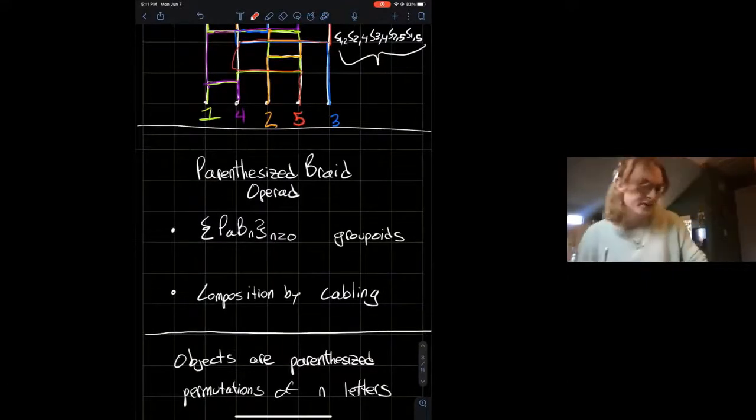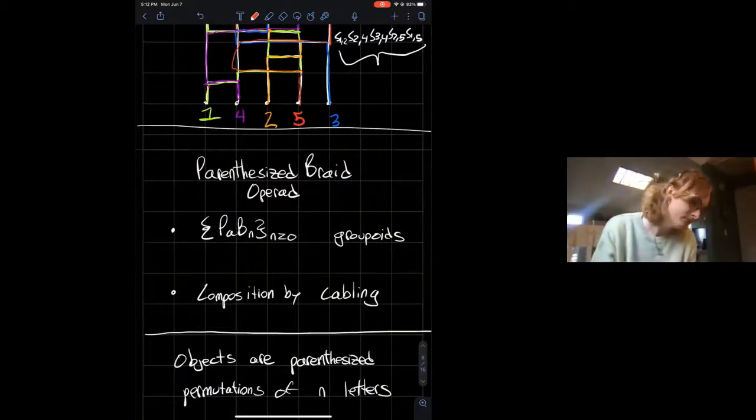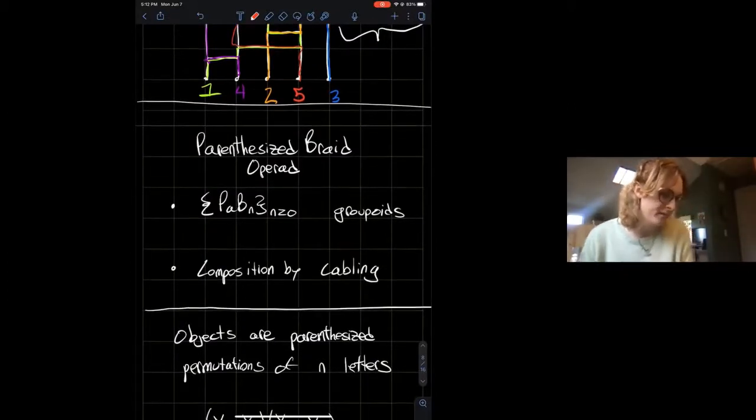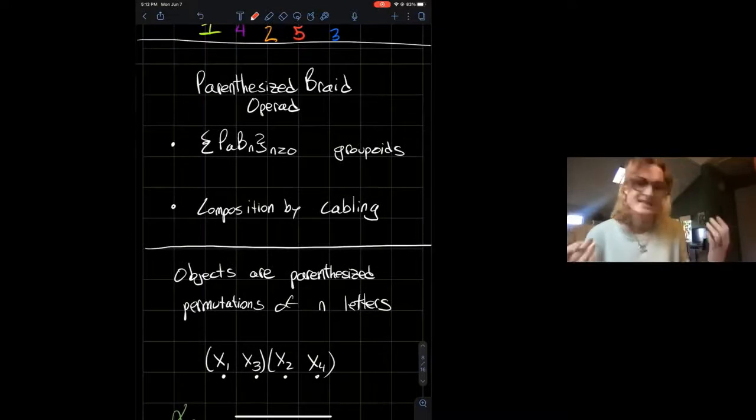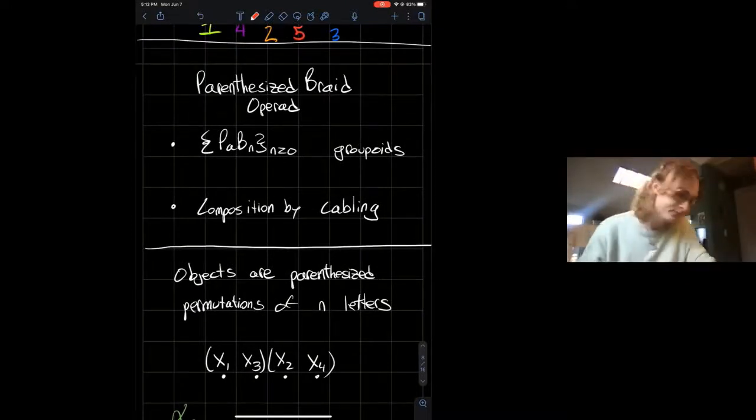So I want to construct an operad that is in the category of categories, which I'm going to call the parenthesized braid operad. For those of you who are not familiar with operads, we're going to just think of this as a collection of categories, PAB_n, for all n greater than or equal to 0. And then operadic composition here is going to be done by something called cabling, which I will describe below. But before I get there, let's just go over what these categories PAB_n are.